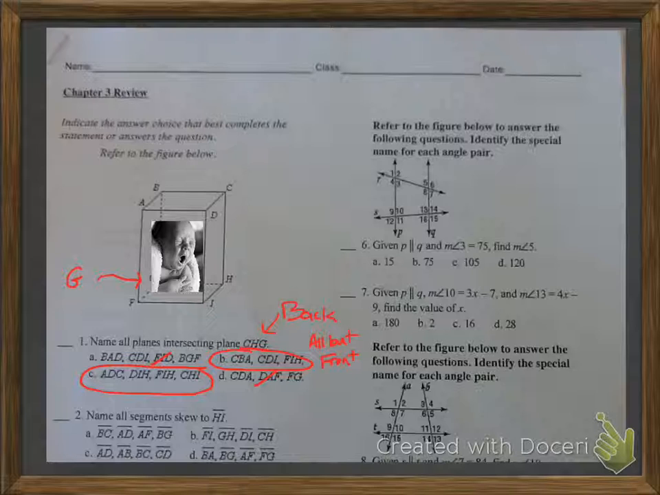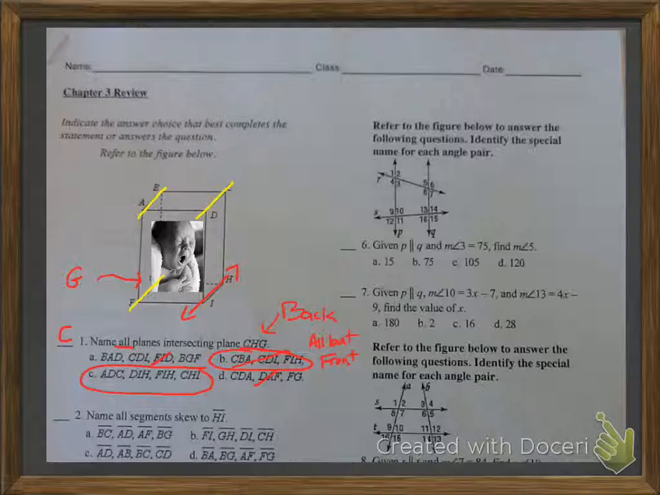The only thing is there's one other little stipulation there. It says all planes that intersect CHG, and B had only 3, and C had all 4, the top, the sides, and the bottom. Then there is the next question, which had to do with name all segments skew to HI.